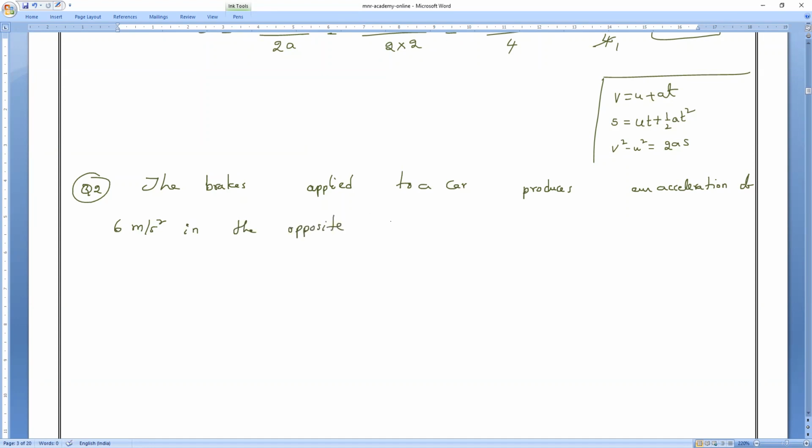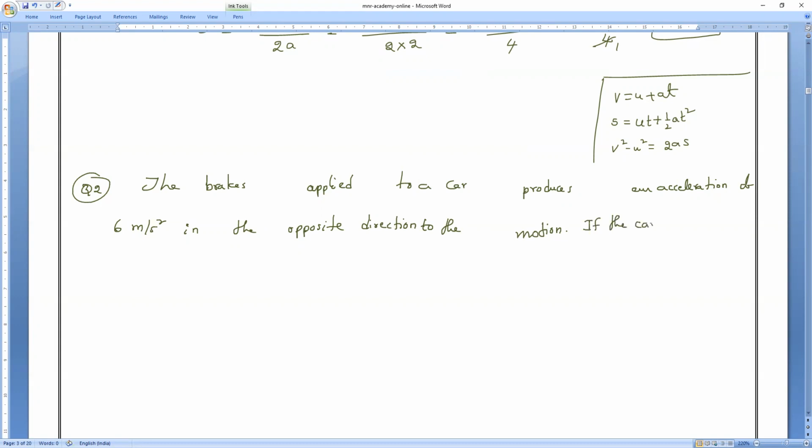Opposite direction means it is acceleration or deceleration? But in the question they mentioned acceleration. So you have to take minus 6, not plus 6. Be very careful. Opposite direction to the motion. Clear, Mr. Gokul Raj? Focus on the class.